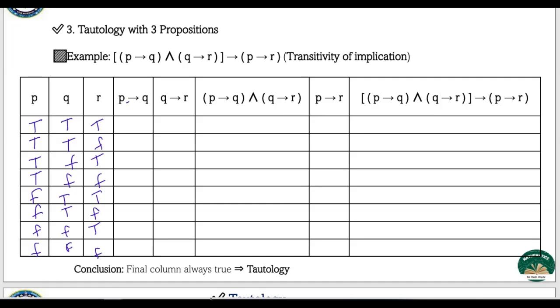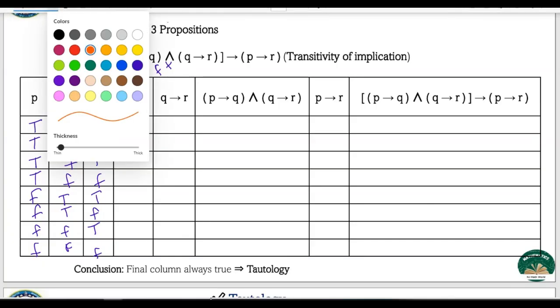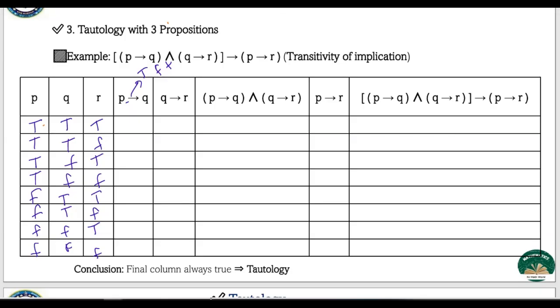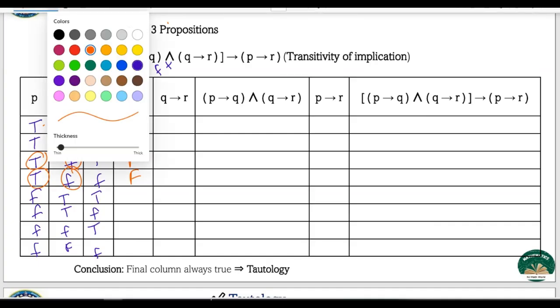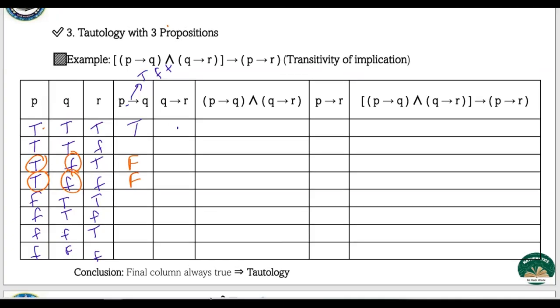Now here we have P implies Q. Implies is T, F, it is F. T and F, it is F. We'll just check the first two lines of P and Q, and see what values we have. We have T, F in the third place: T, F, it is F. Then the fourth is also T, F, it is F. Then we don't have any more. The remaining values will be T.